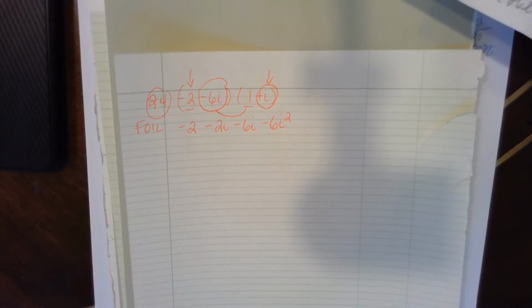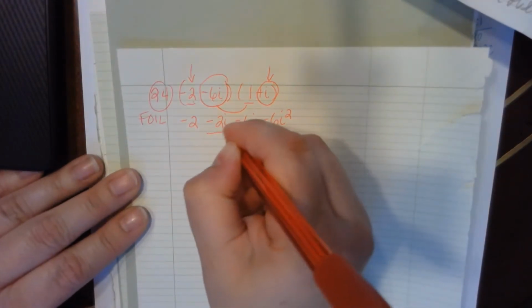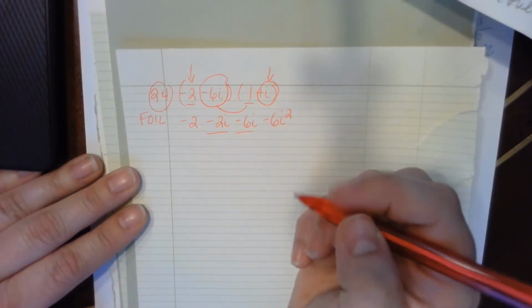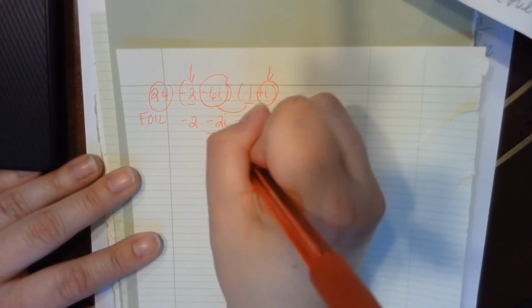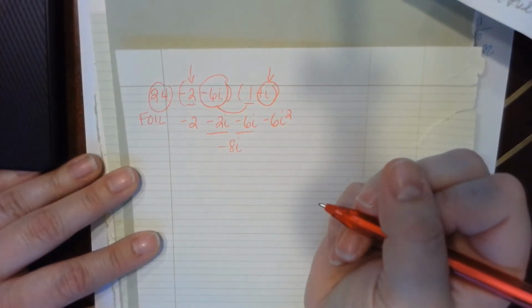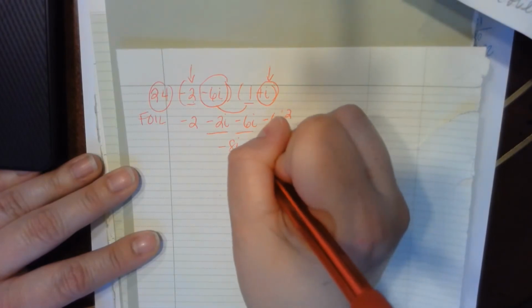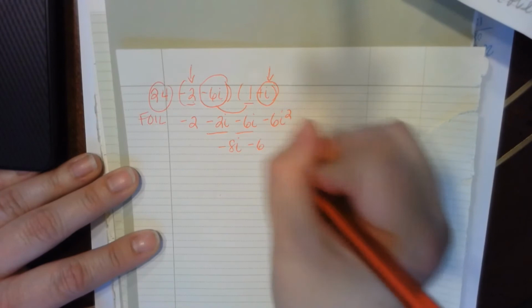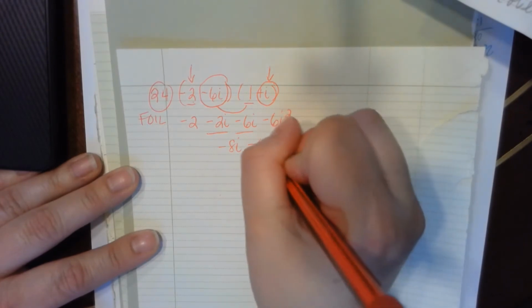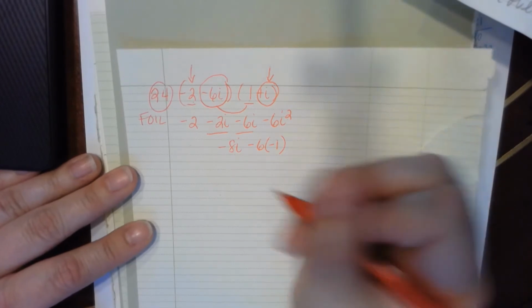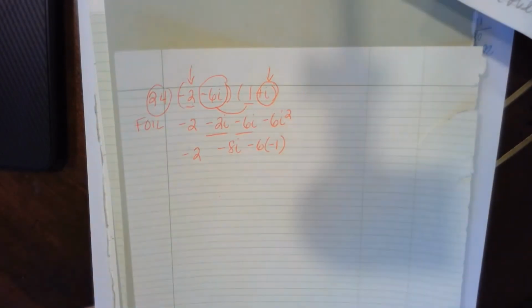Okay, so at this point, we can start simplifying. I've got a negative 2i and a negative 6i, and I'm going to combine those to make a negative 8i. Now, when I look at this, I'm going to say minus 6 times a negative 1. Okay, and I'll drop this negative 2.